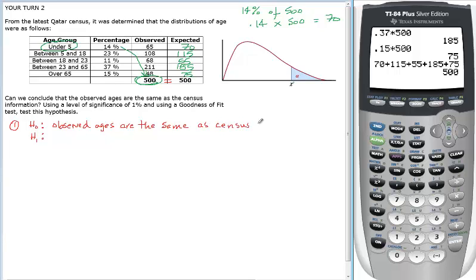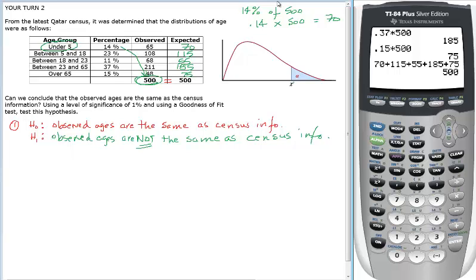Now, what's the alternate to this? Well, the alternate is the observed ages are not the same as the census info. So that's not too bad to come up with the null hypothesis and the alternate hypothesis.